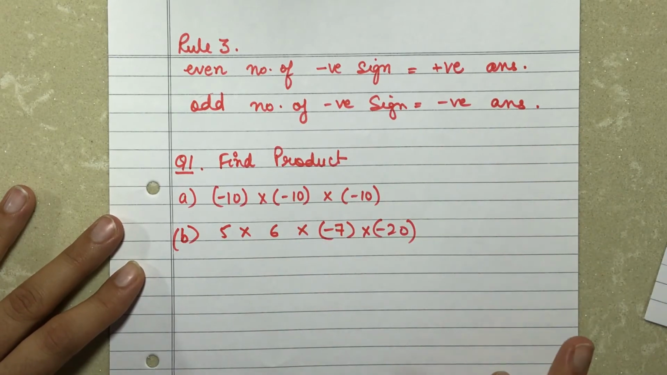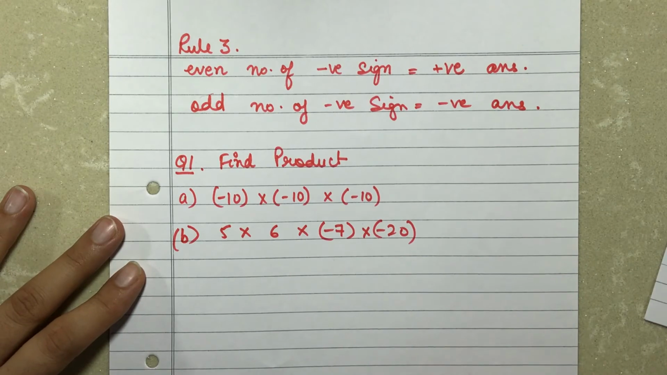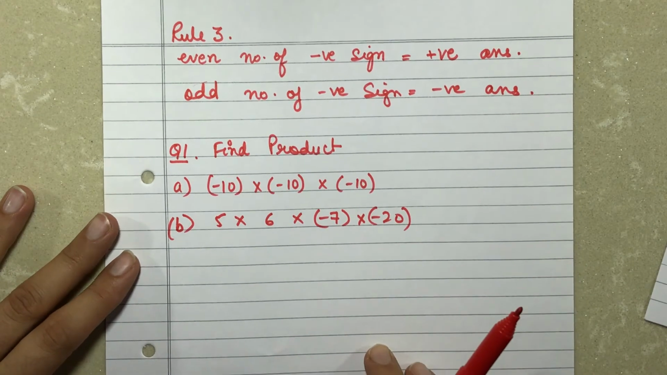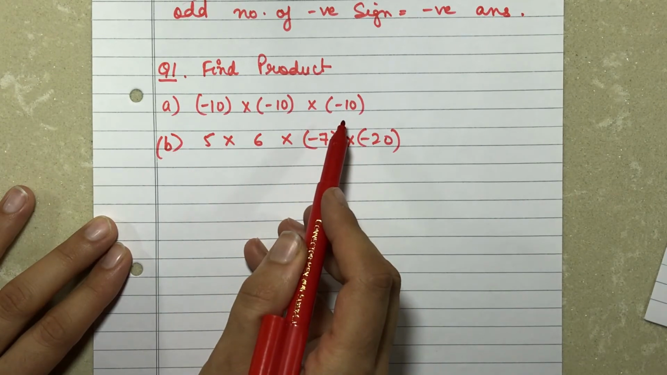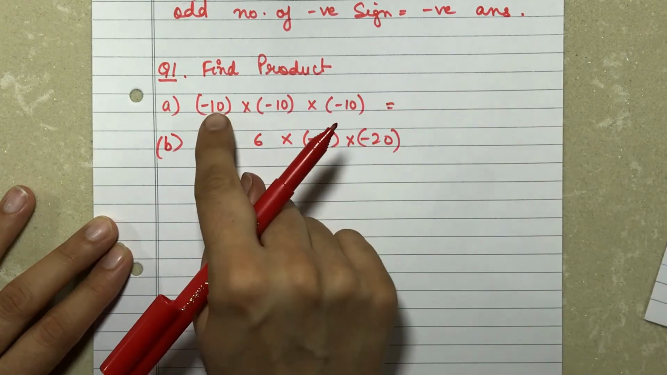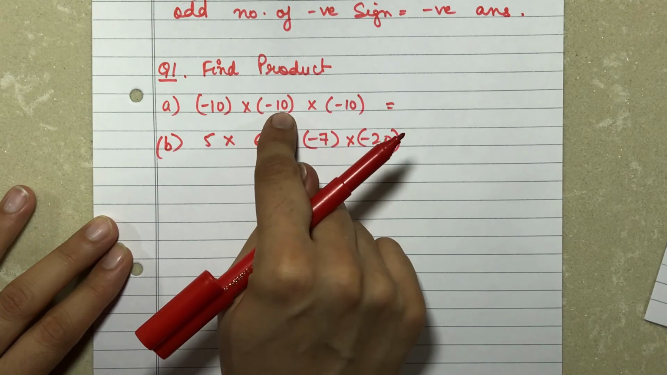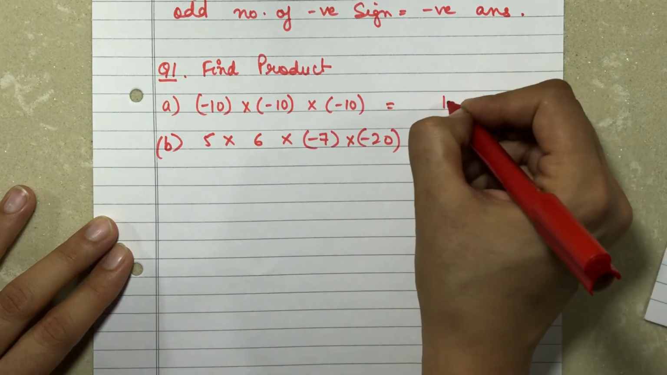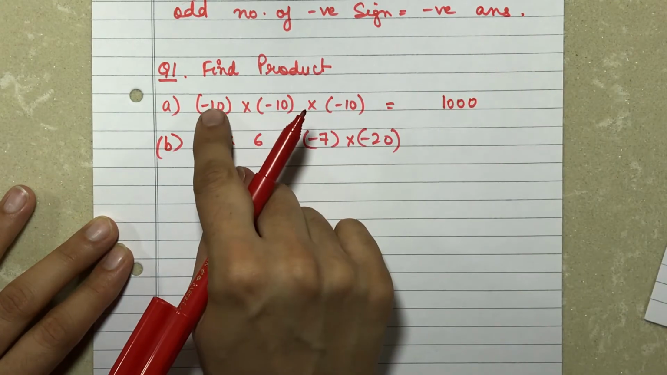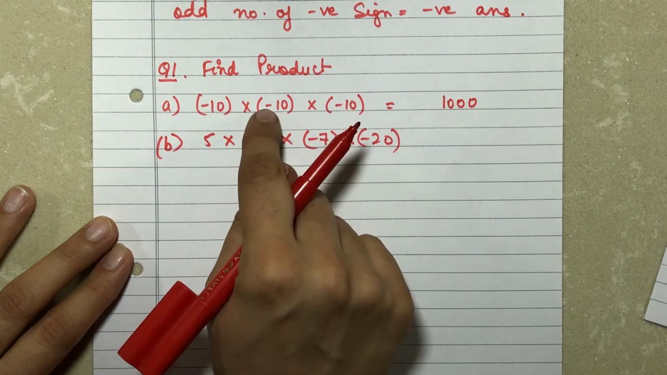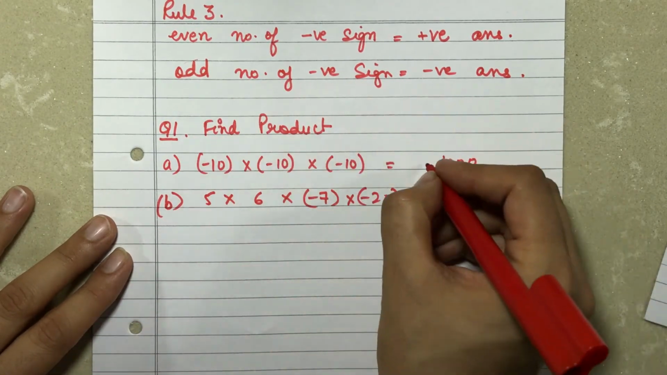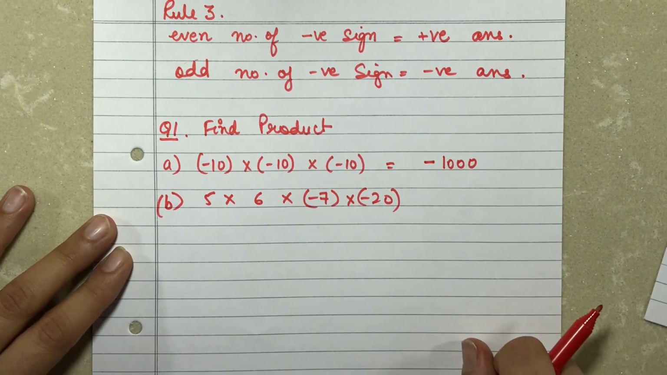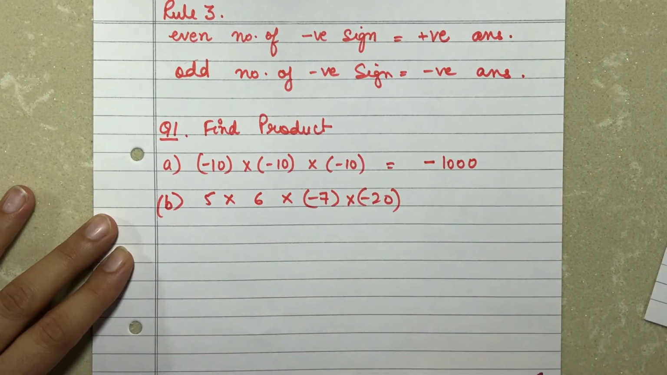Now this is it for multiplication of integers. We are going to do a few questions for practice. Okay, so first question is, find the product of these given numbers. So what should be the product? 10 into 10, 100, 100 into 10, 1000. I look at the number of negative signs I have, 1, 2 and 3. An odd number of negative signs gives me a negative answer, minus 1000. Part B is for you to try.